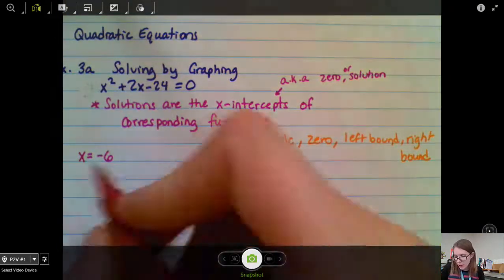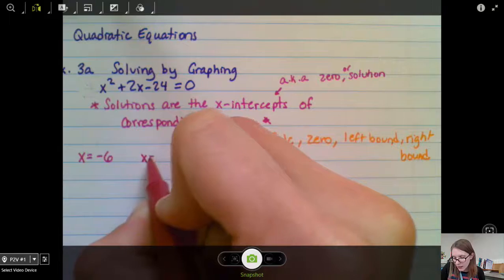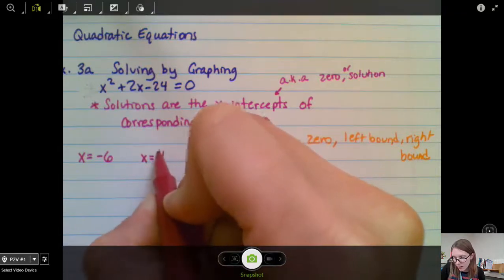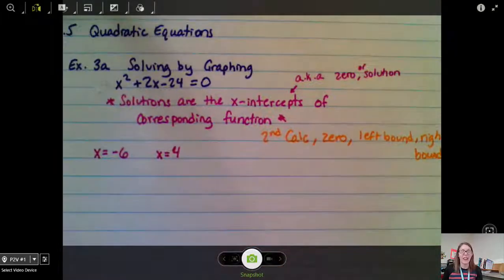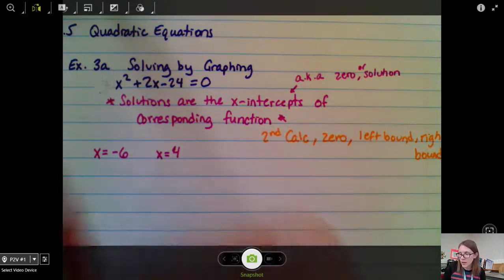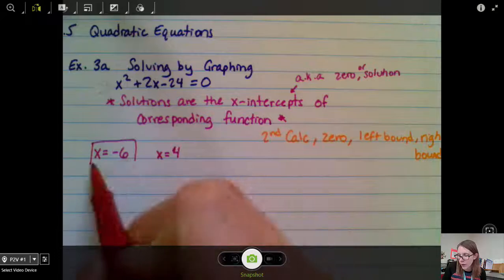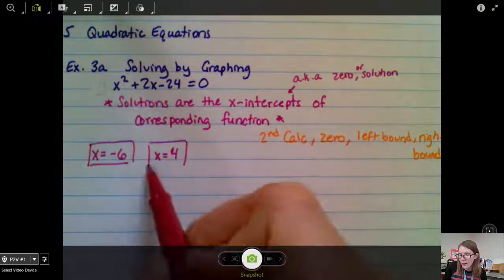So this solving by graphing strategy is pretty nice, especially if we don't have an expression that's easily factorable, like what we have here. So x is -6 and x is 4 are my solutions.